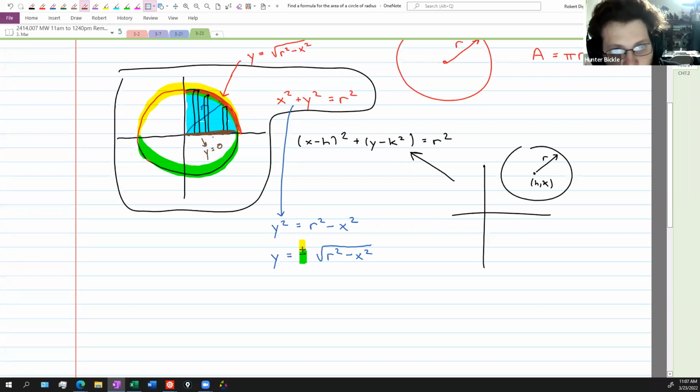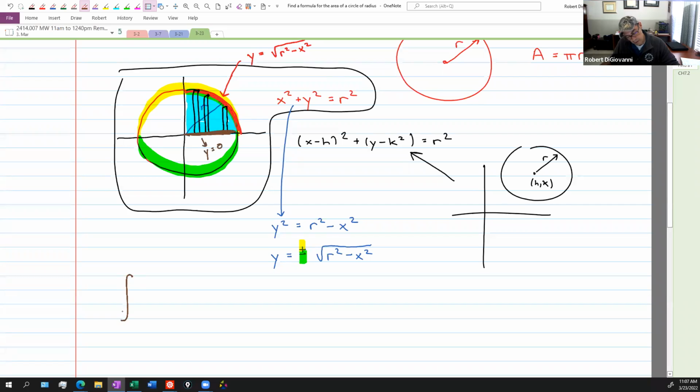So from what we learned last class, the area of that blue region should be the integral. Now think about your limits of integration. We're going to be doing vertical rectangles here. So we want to start here at the origin, at 0. And we want to stop where? Where do we actually stop this integration?